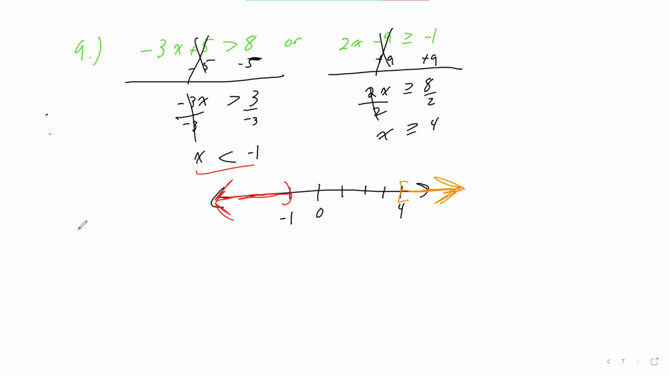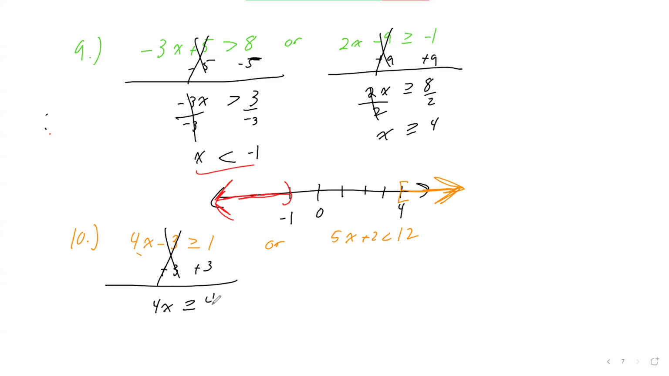All right, I got one more, and then we'll call this one a day. So I got 4x minus 3 is greater than or equal to 1, or 5x plus 2 is less than or equal to 12. So I'm going to solve the first one. I'm going to add 3 on both sides. I got 4x is greater than or equal to 4. Then I'll divide by 4. So that I get x is greater than or equal to 1. I'll go back to the previous one because I have to write it in interval notation. So I'll show you how that looks as well.